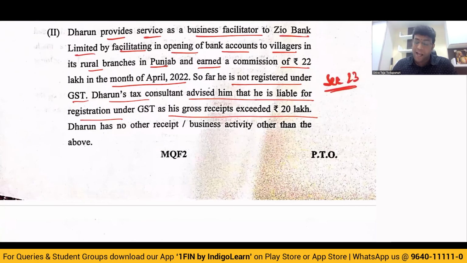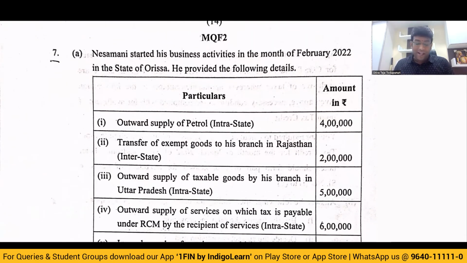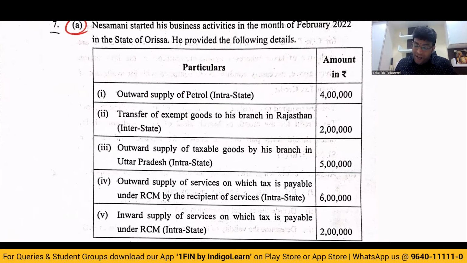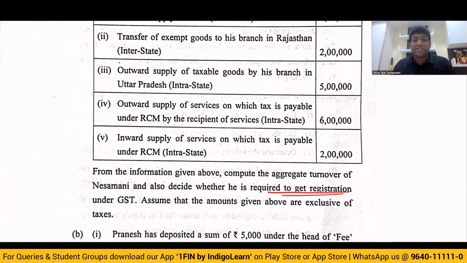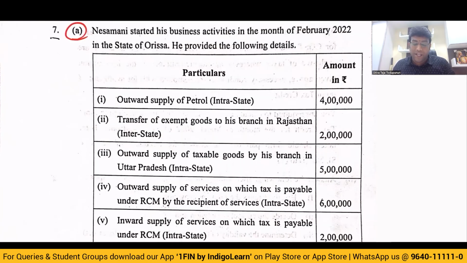This was a pretty simple and very, very easy question. Next point, 7A. I felt this question was much easier, because in this question, they only asked whether registration is required or not. Just calculate aggregate turnover, get your answer. Clear, friends? Outward supply of petrol, include for aggregate turnover. Exempt goods, so what? Include for aggregate turnover. Outward supply of taxable goods by his branch in UP. This is also included.